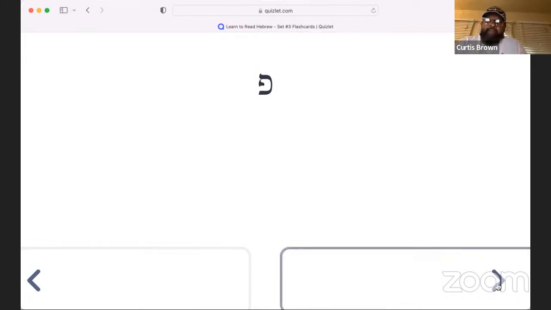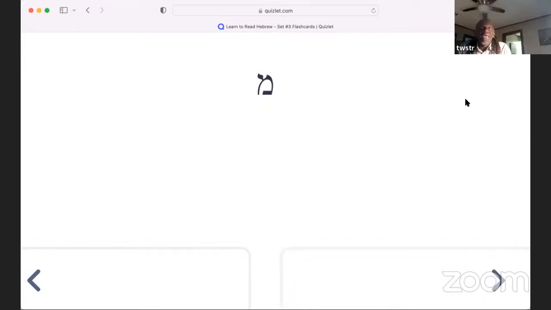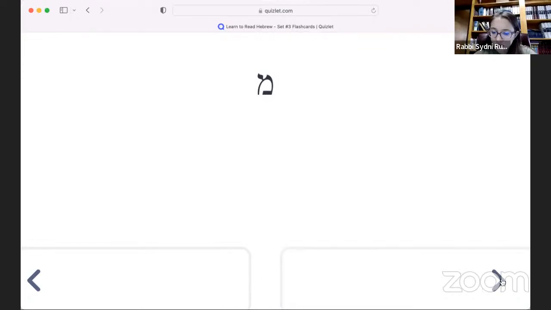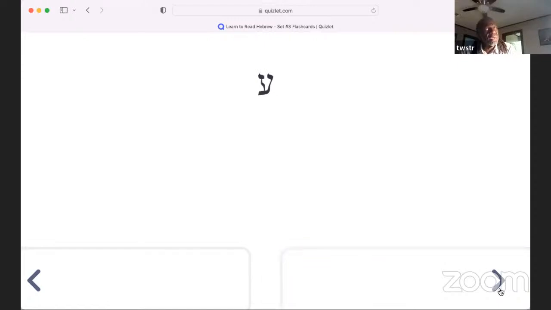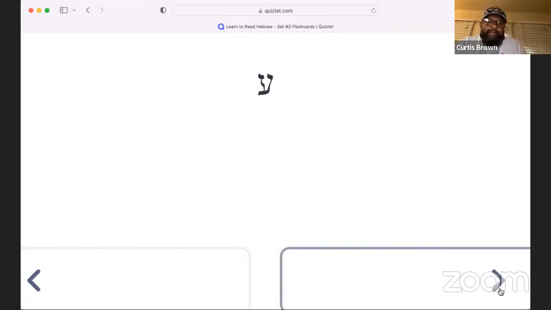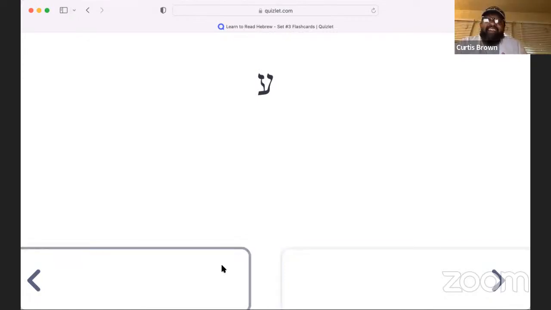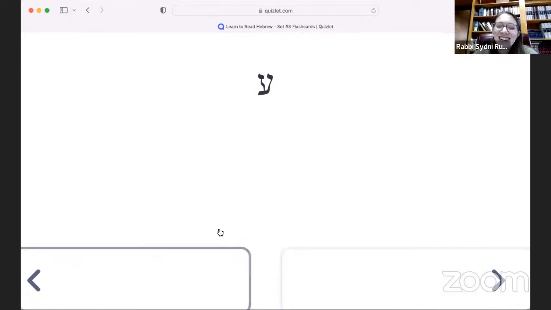Okay, so fey. That's a mem. Great. Okay, Curtis. Vav. That's a resh. Great. That would be a tsadi. Almost. Is that not an ayin? That's an ayin. Yeah. There you go.